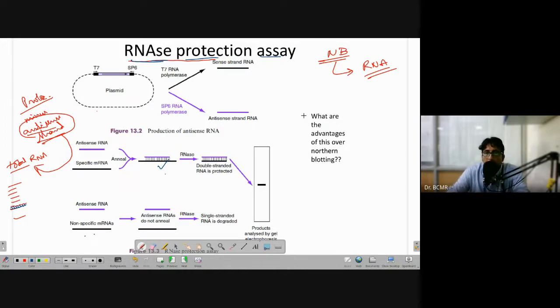It has some advantages over Northern blotting. So in Northern blotting, or any work usually done with RNA, is actually a tough one, because RNA is highly sensitive. Can anybody tell me why RNA is sensitive? Anyone, please?